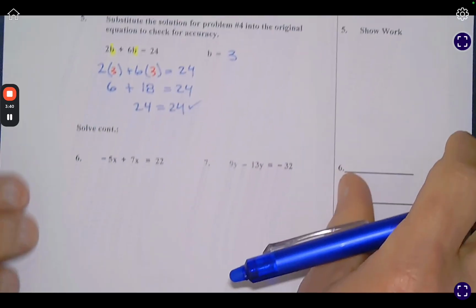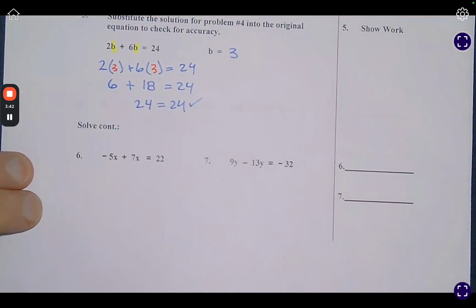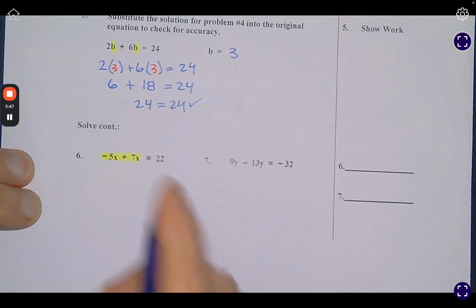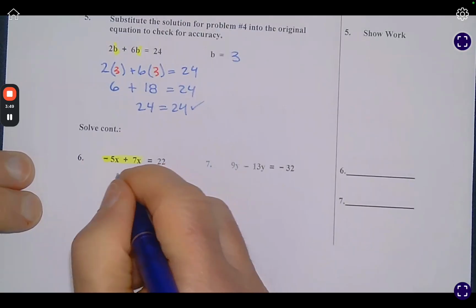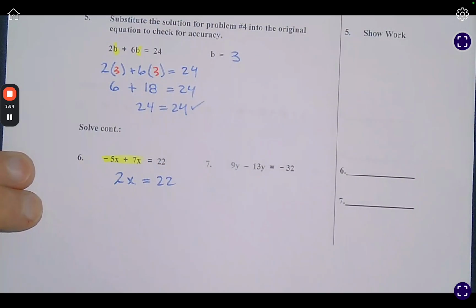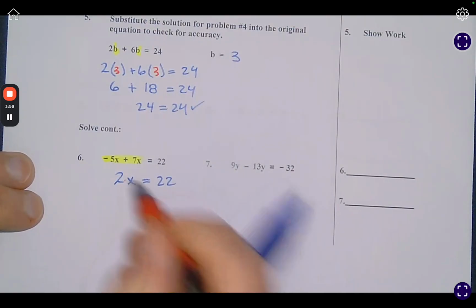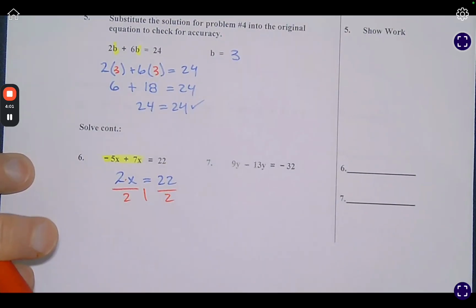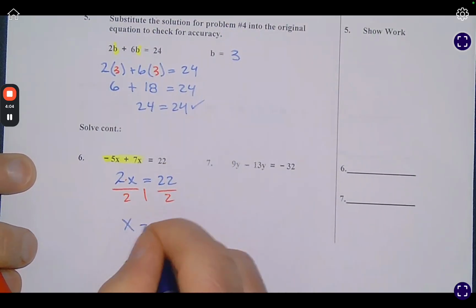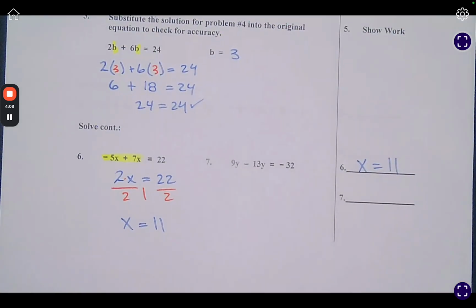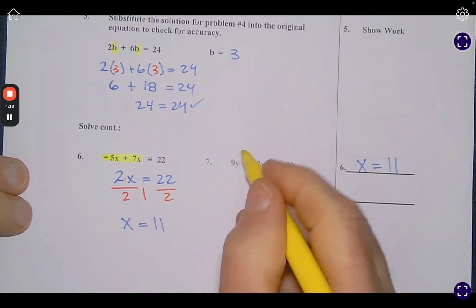All right, here's number 6. Again, I got these like terms on the left side of the equal symbol. So I'm going to combine them. Negative 5 plus 7 is 2. And that equals 22. Now I need to get rid of that 2. It's in front of that x. Remember, it's 2 times x. So the inverse operation of multiplication is division. Do it to both sides, please. x equals 11. This is going great. I feel you're getting stronger and stronger with every video. Keep it up.